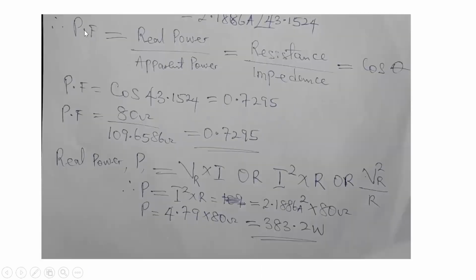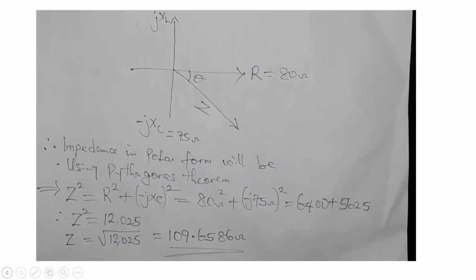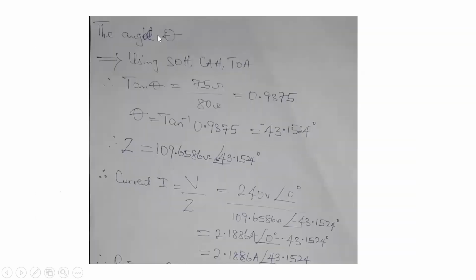So then power factor. The power factor is equal to real power over apparent power, or you can say resistance over impedance, or you can say it is equal to cos theta. Let's fall back to that Cartesian plane. When you draw the power triangle, in the power triangle, this R is the real power, which is P. Z is the apparent power, which is S. And this vertical plane is the reactive power.